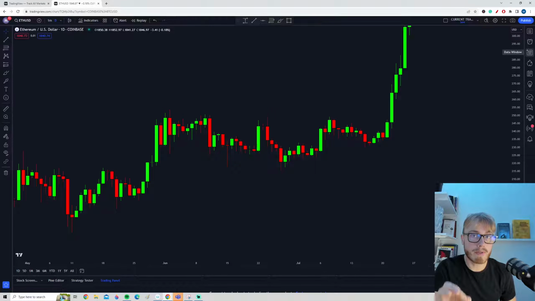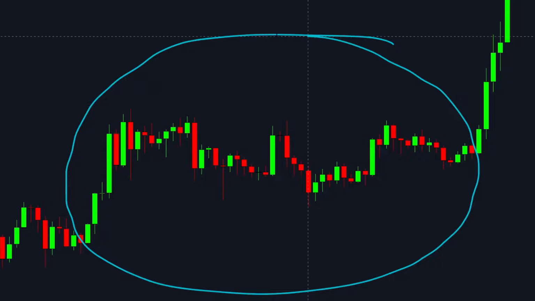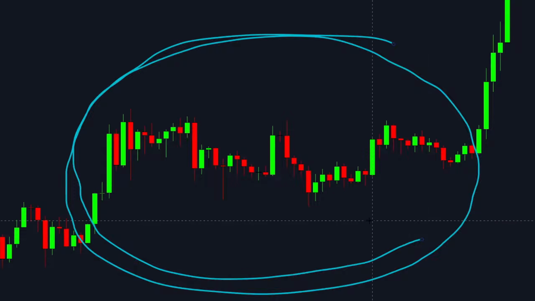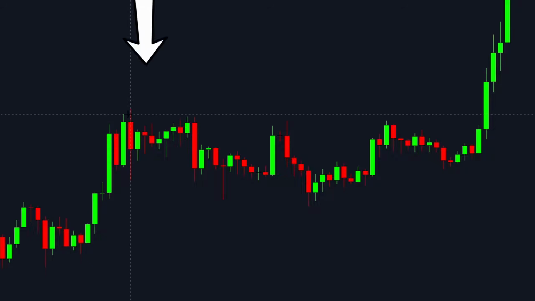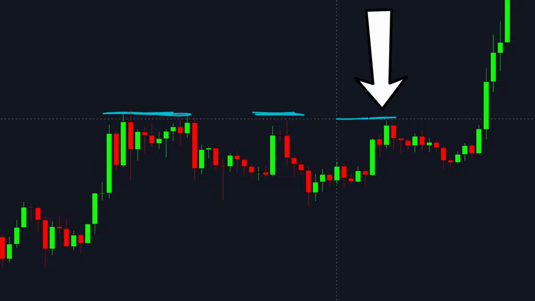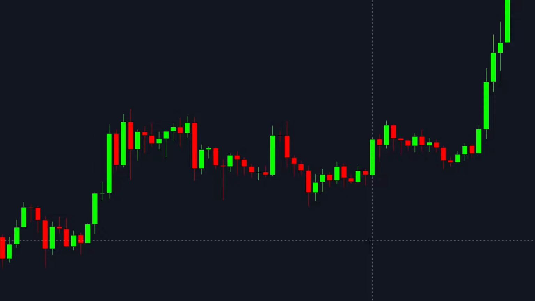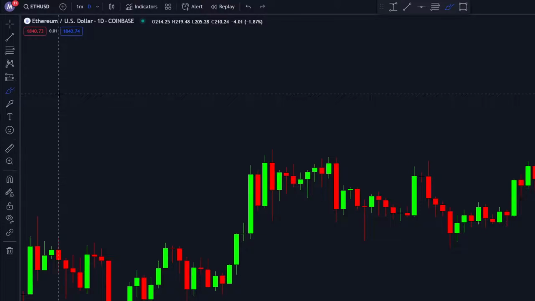Step number one for this strategy is that we need to identify a clear either support or resistance level. If you take a look at this chart right here, can you find any clear support or resistance? Well, as we can see, we do have a price area here that every time the price reached this area, we did see a reaction towards the downside. This is an indication that we do have a resistance level here. So we want to draw our resistance level.